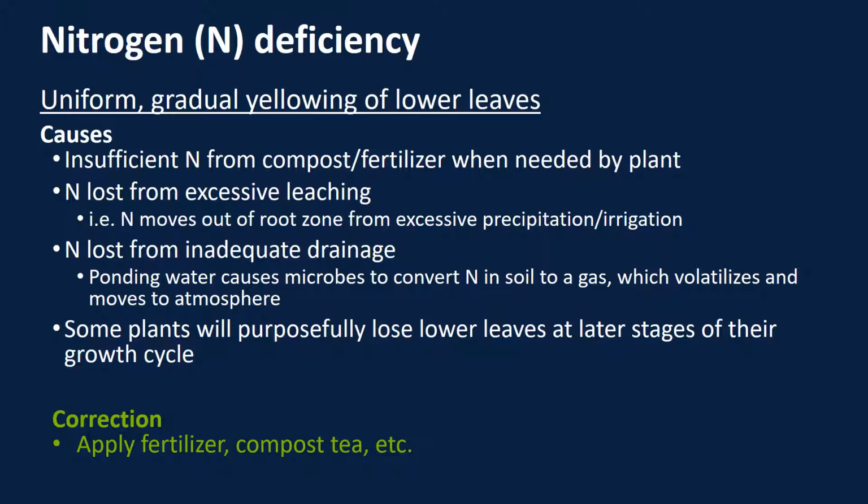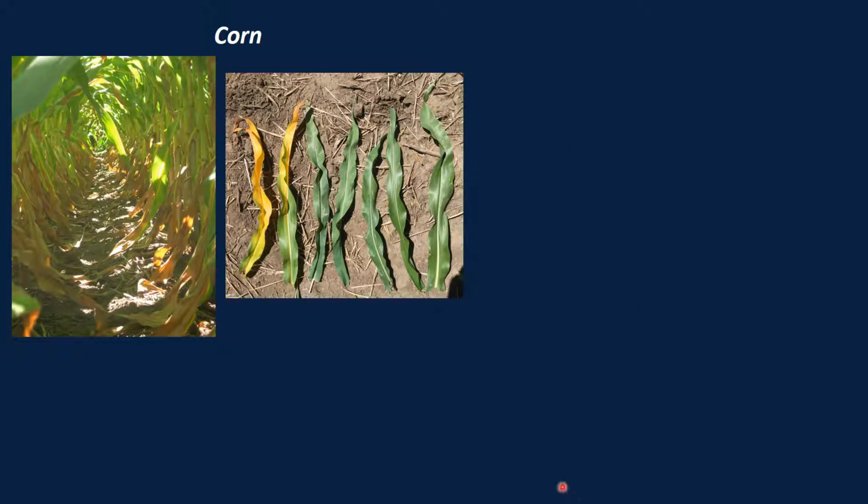So if we want to look at some symptoms here, we can look at some corn symptomology. Again, we see the yellowing of these lower leaves. The upper leaves are still green, but these lower leaves start to turn yellow because the plant is moving that nitrogen from the lower leaves to the upper leaves.